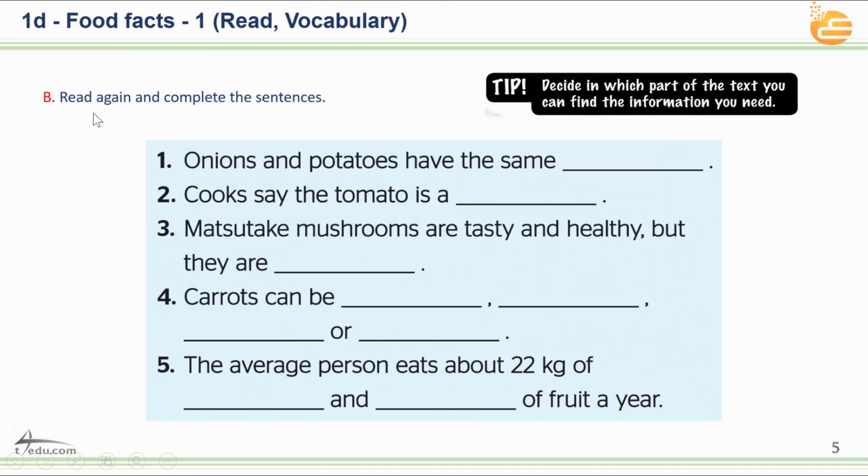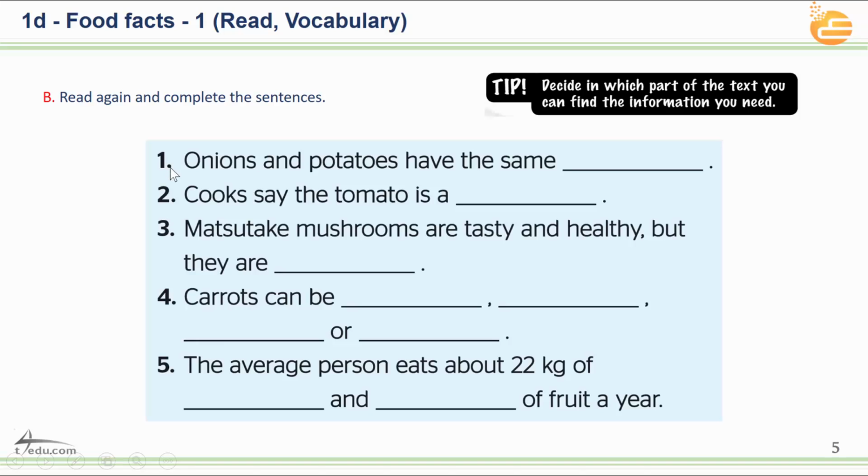Okay, B. Read again and complete the sentences. So we want to complete these sentences. But first we have a tip. Decide in which part of the text you can find the information you need. So if we want to look for this information, we will go back to the text and try to find the exact sentence that we will find the answer in.